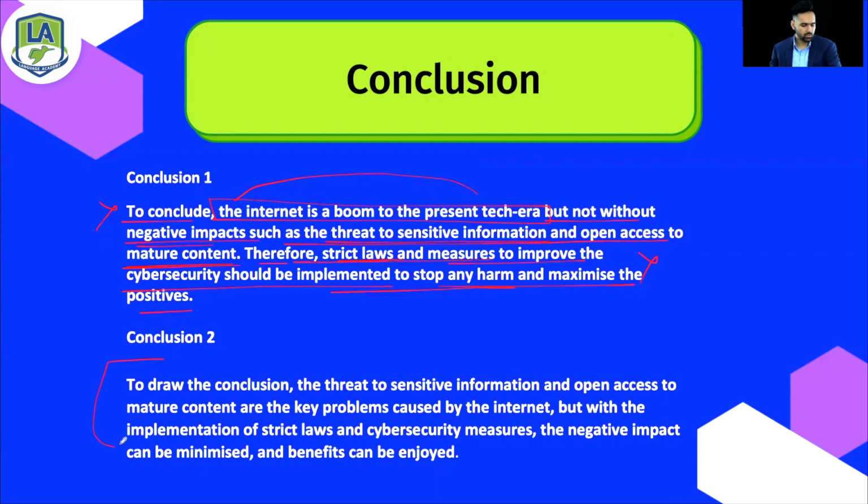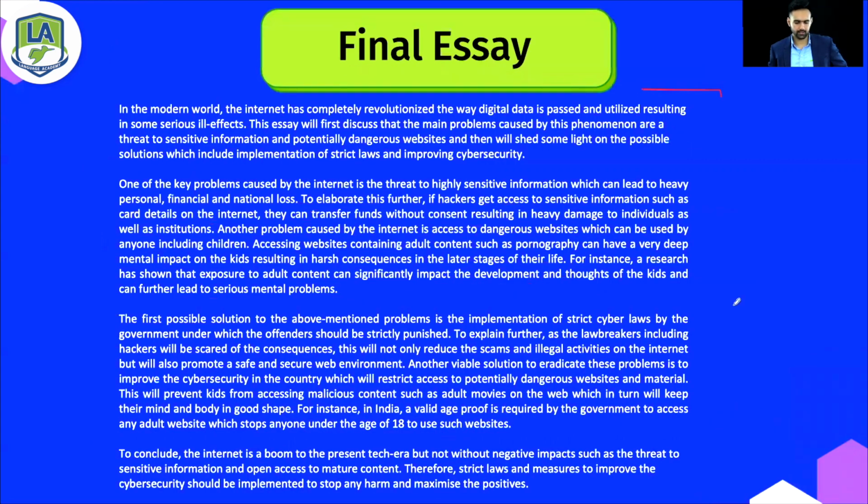To draw the conclusion, the threat to sensitive information and open access to mature content are the, so P1 and P2 are the key problems caused by the internet, but with the implementation of S1, strict laws, and S2, cybersecurity measures, the negative impacts can be minimized and benefits can be enjoyed. That's it. We are done. This is the final essay.